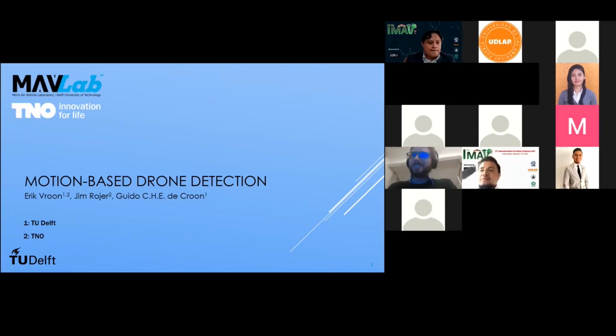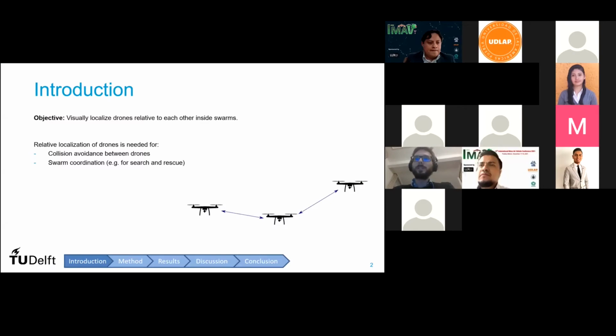So yeah, good morning, evening, afternoon. I'll be presenting this work, which was performed by Erik Vroon, a student of TU Delft, who also worked together with TNO. Okay, apparently my slides have an automatic timing. So the objective of this work is to visually localize drones relative to each other inside swarms. And this relative localization is needed for collision avoidance, but also for swarm coordination.